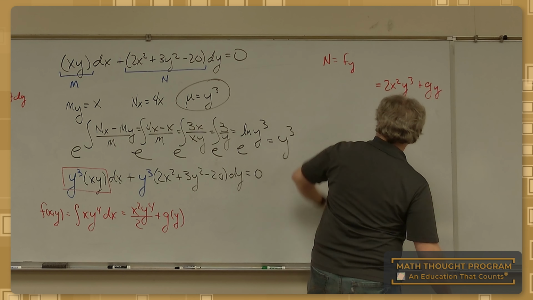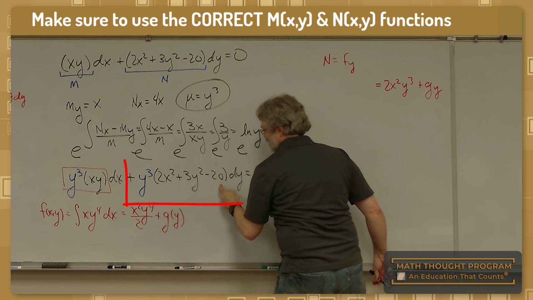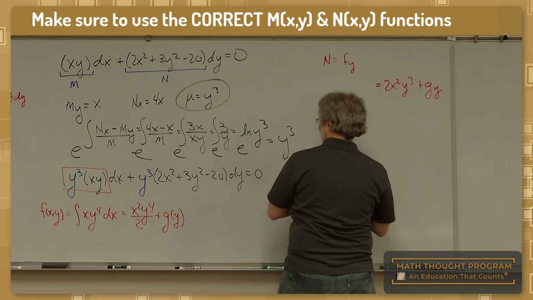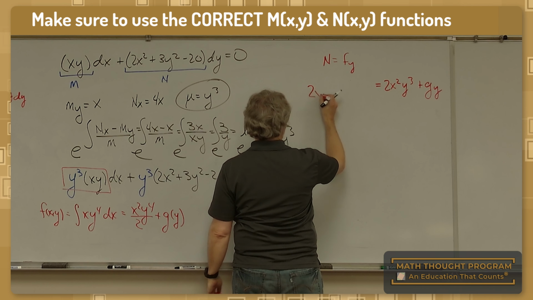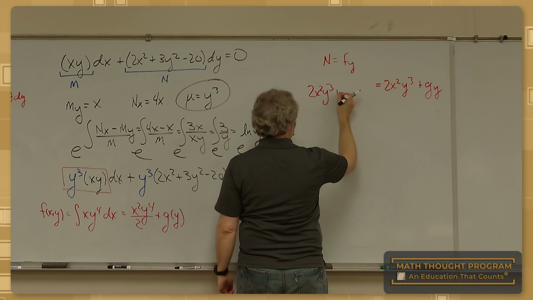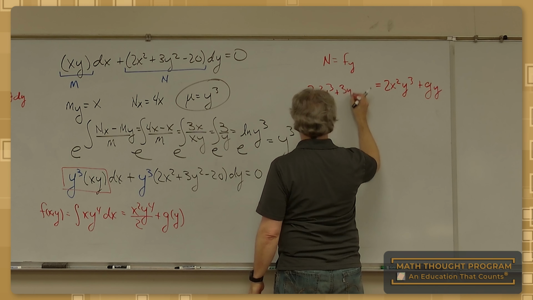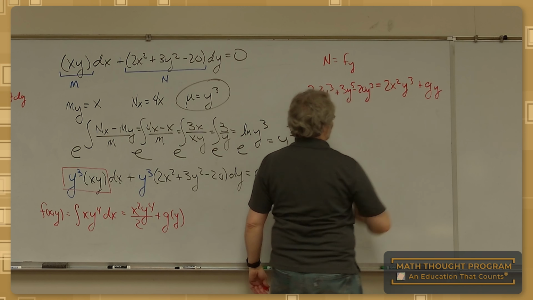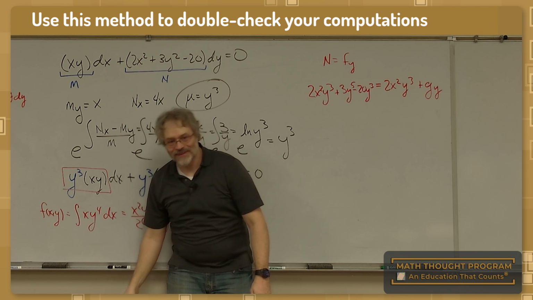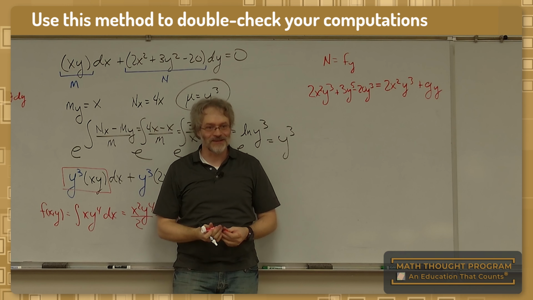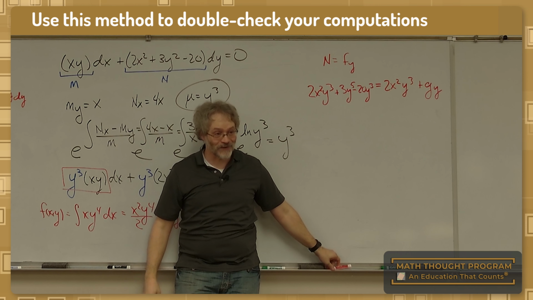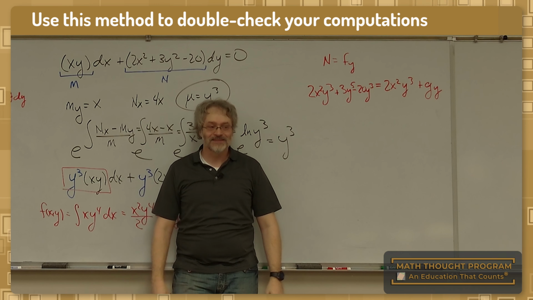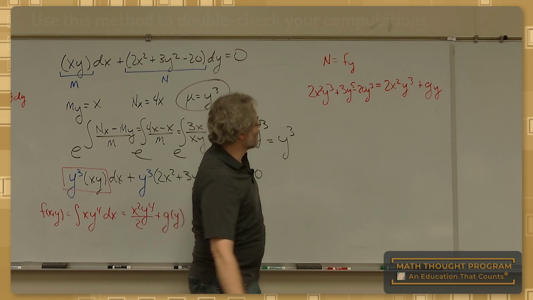Okay, I made the same mistake I told you not to do. Use this one for n, not that. Use this. 2x squared y to the third plus 3y to the fifth minus 20y to the third. So there again, if you're not getting the right answer, you can use that to self-check yourself, because the g function should not have a single x in it. It's a good way to self-check yourself.